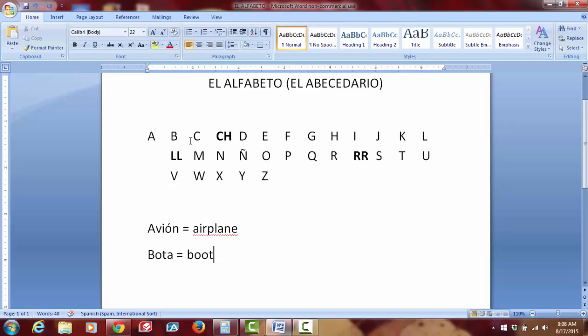Okay, C. The letter C in Spanish has two sounds, just like in English. It has a soft sound and a hard sound. In English, for example, we say circus. The first C is soft, like an S, and the second C is hard. Circus. Here's the rule for knowing when to make the C soft or hard in Spanish.